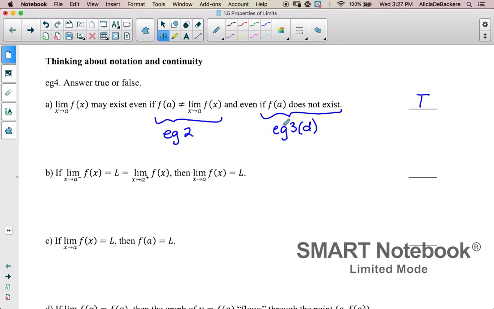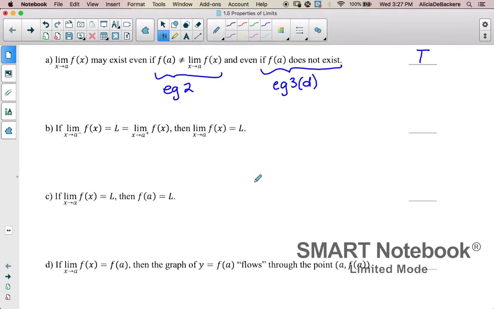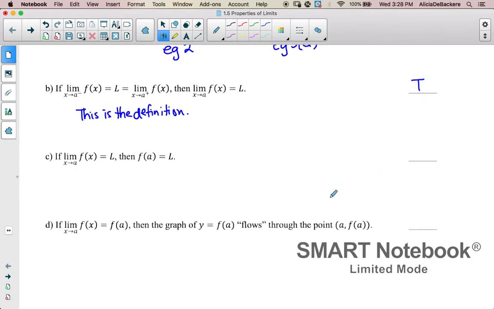That was the one with the hole, right? All right, so part B. So here we've got, if the limit from the left is equal to the right-hand limit, so the left-hand limit is equal to L, which is equal to the right-hand limit, then the limit of the whole function is also equal to L. And this is actually just the definition. Hopefully you found that makes sense, and the statement, of course, then is true if it is the definition.